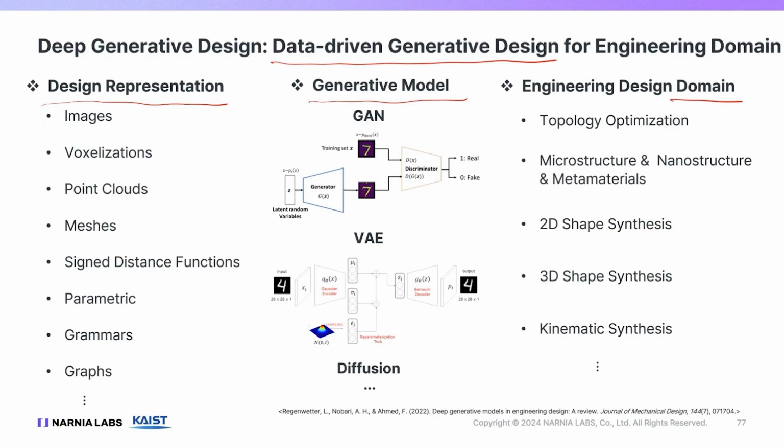For example, the same design can be represented in various ways such as images, voxels, point clouds, meshes, signed distance functions, parametric forms, grammars, and graphs. And from the perspective of generative models, in the past, GAN and VAE-based methodologies were the most actively used. Recently, diffusion models have been replacing almost all of these methodologies. Next, from a domain perspective, there are research groups working on topology optimization, groups researching materials, groups designing and generating 2D and 3D shapes, or even kinematics. These are the areas where such models are being utilized.